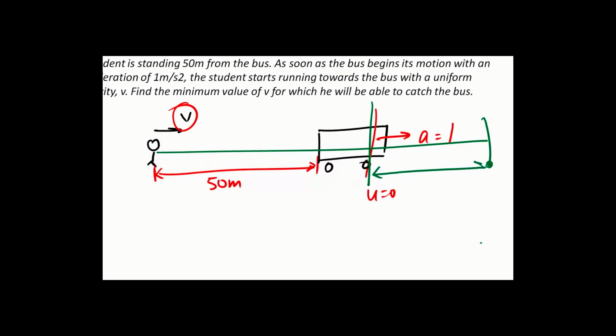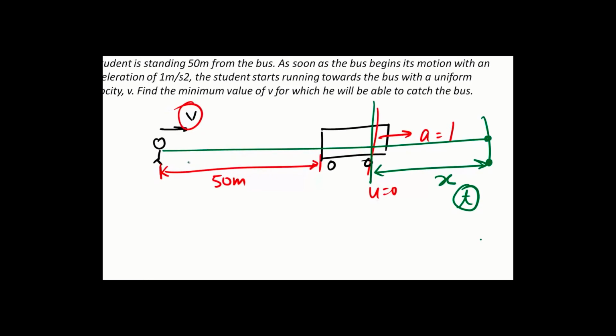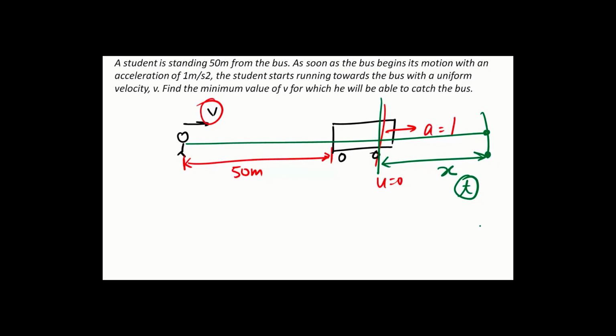This distance is equal to x, and let's say it took time t. So after time t, the bus also should be here and the person should also be there. Now let's write the equation. The first equation would be that v into some time t must be equal to 50 plus x, as the boy is moving with constant velocity for time t and is traveling a distance 50 plus x.